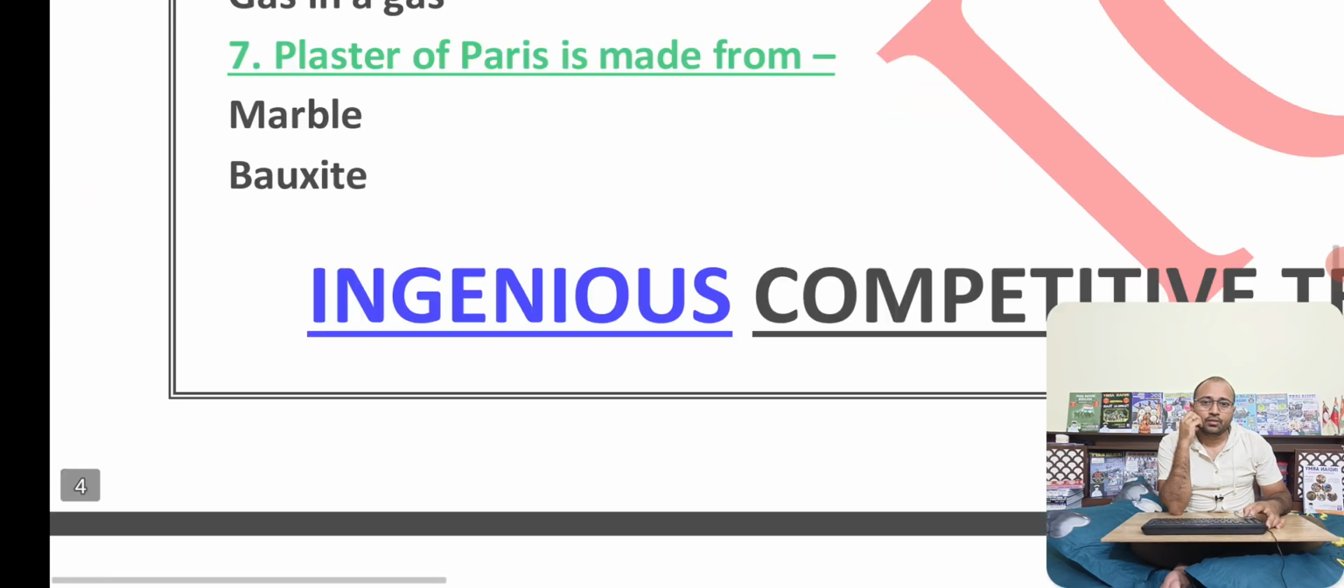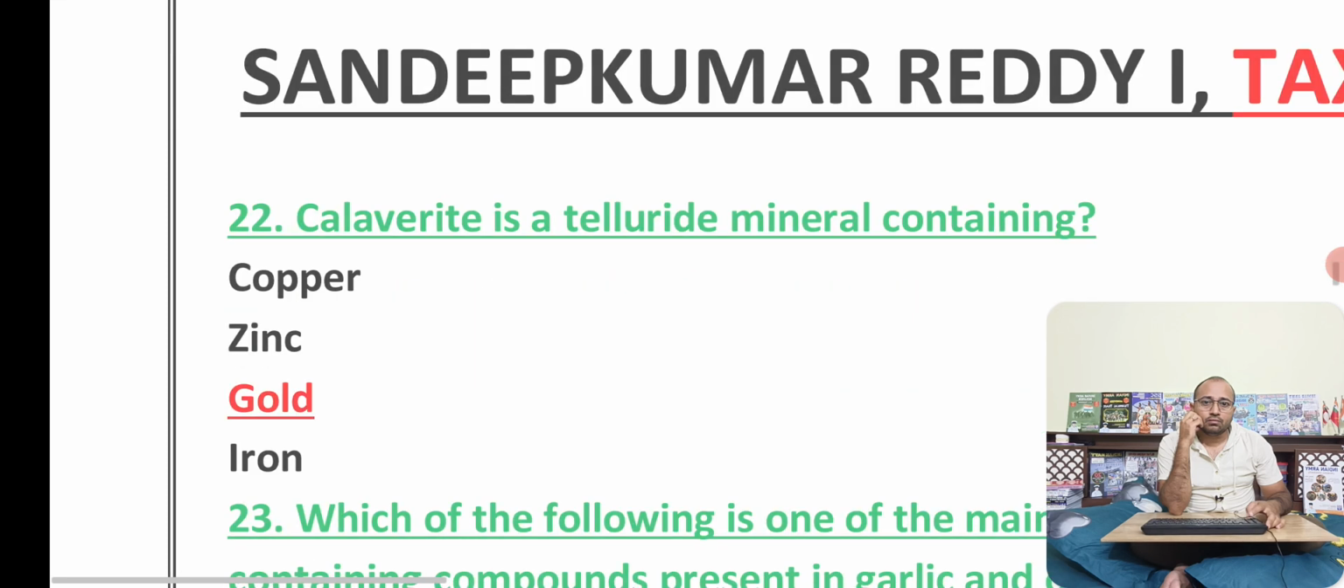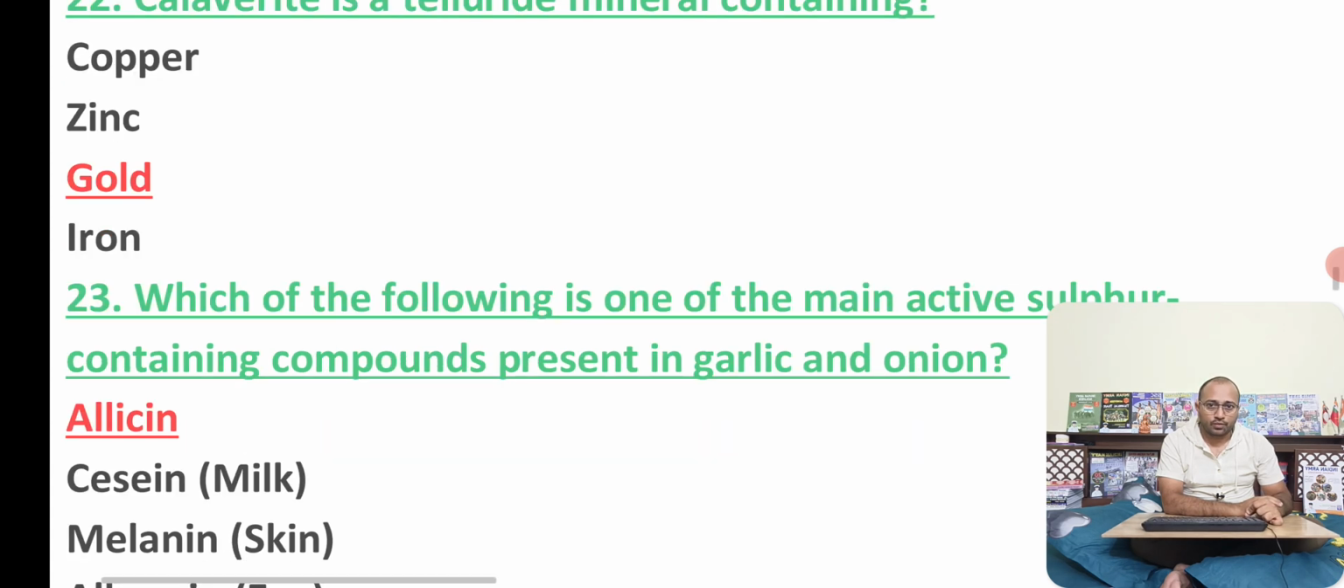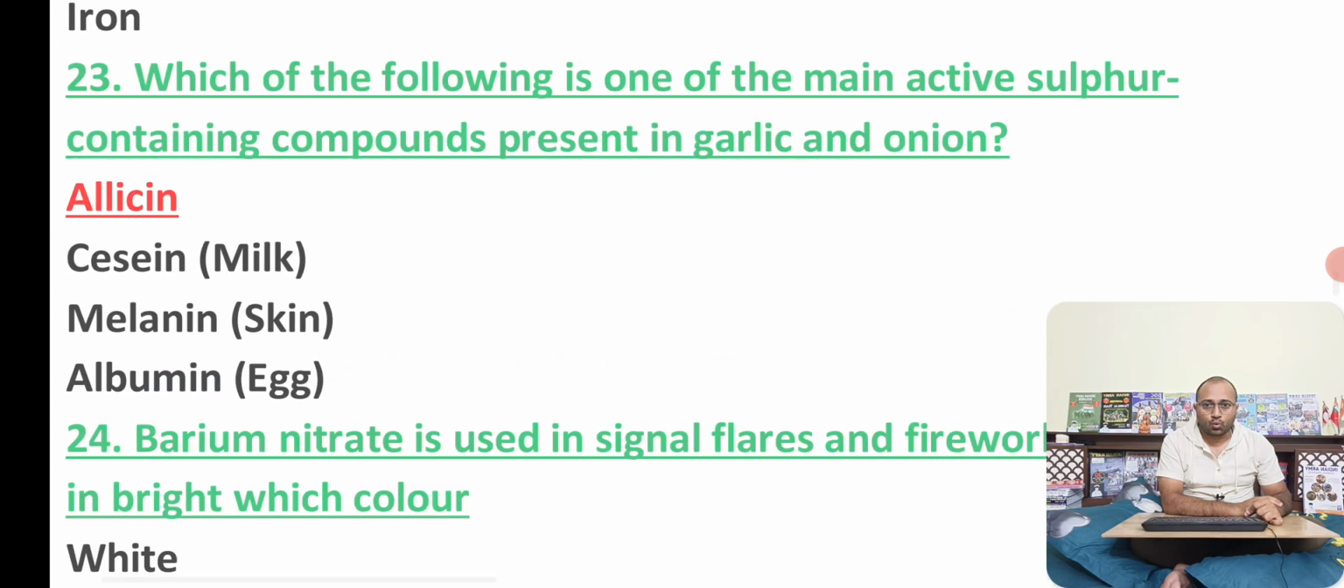Now we have something called calaverite, a telluride mineral containing gold. So you must know this calaverite is the ore from which we can obtain gold. Cuprite is for copper. I want you guys to tell me what the ore is for zinc. Iron is for hematite. You know about the ore of iron.